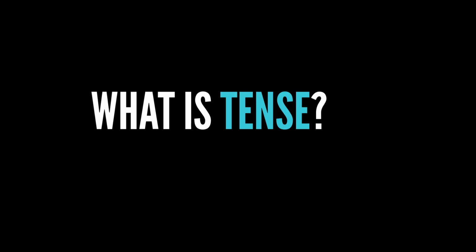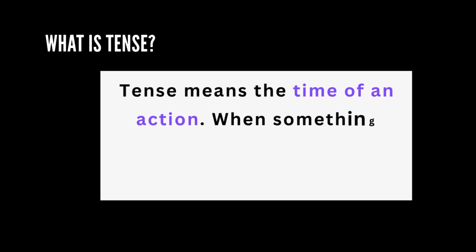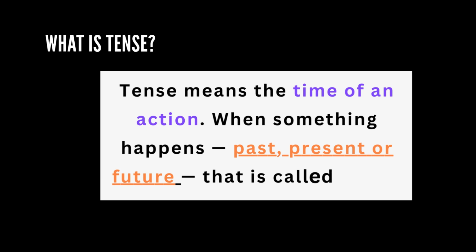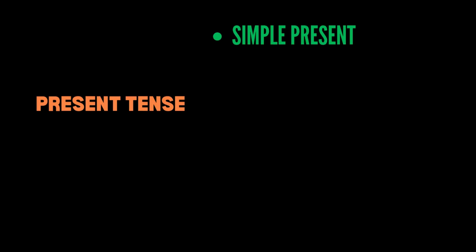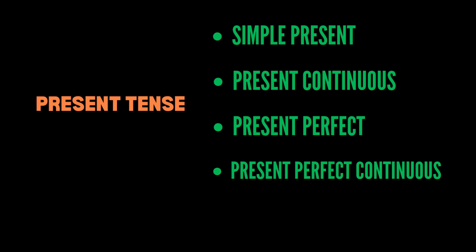What is tense? Tense means the time of an action. When something happens, past, present or future, that is called tense. In this video, we are learning the present tense. Present tense means what is happening now or regularly. There are 4 types of present tense: simple present, present continuous, present perfect tense, present perfect continuous tense. Let's learn one by one.